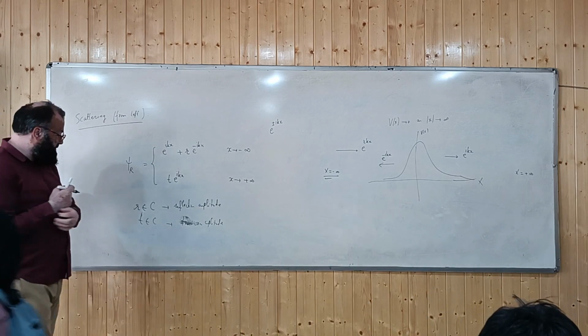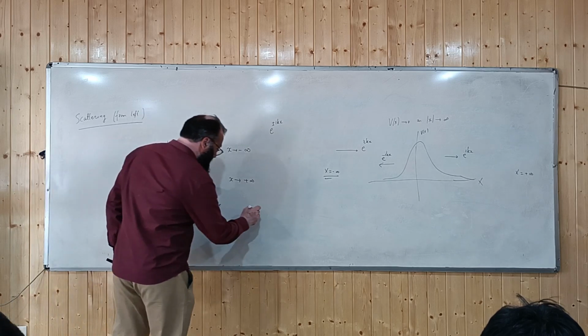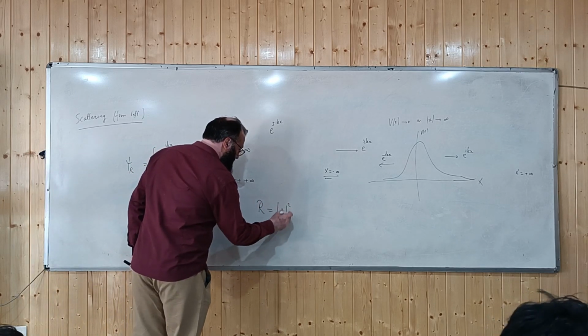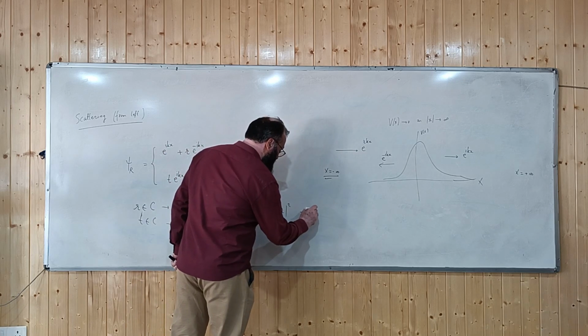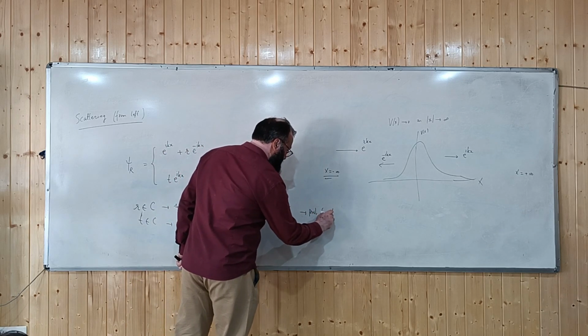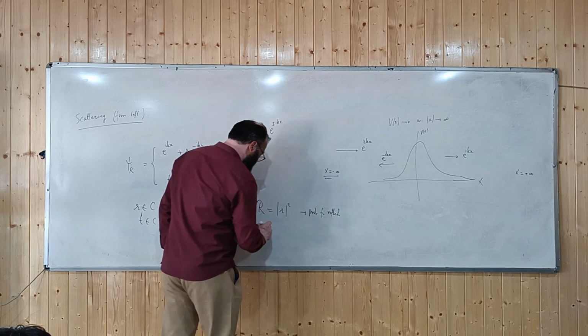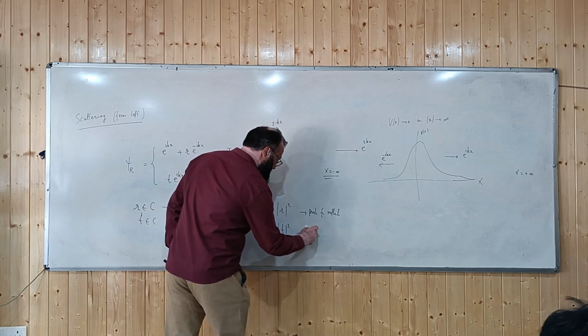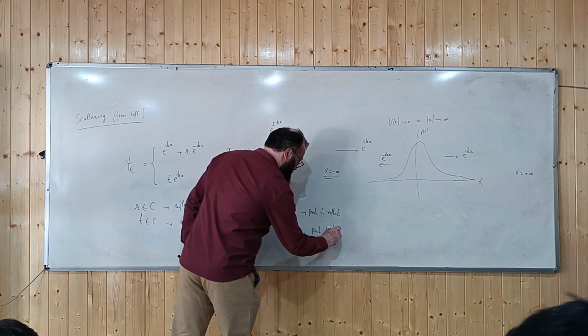So what is the probability? Okay, so reflection probability, let me write that as r. So it is mod of r square. It is the probability for reflection off the barrier. And let me write the transmission, so it is mod of t square. It is the probability for transmission.